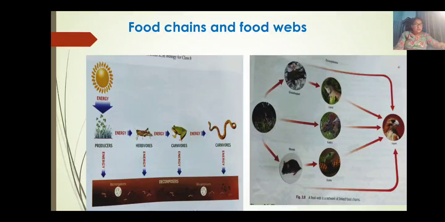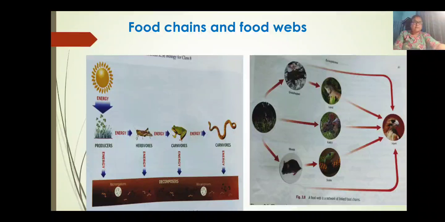Now on the next slide you can see the food web, okay. So what is the food web? See, since we know what is a food chain, similarly a food web is a network of linked food chains. There are many food chains here, they are all interlinked with each other. So this is the food web, okay. So when you read the figure, when you relate it with the book, then you can understand in a better way.